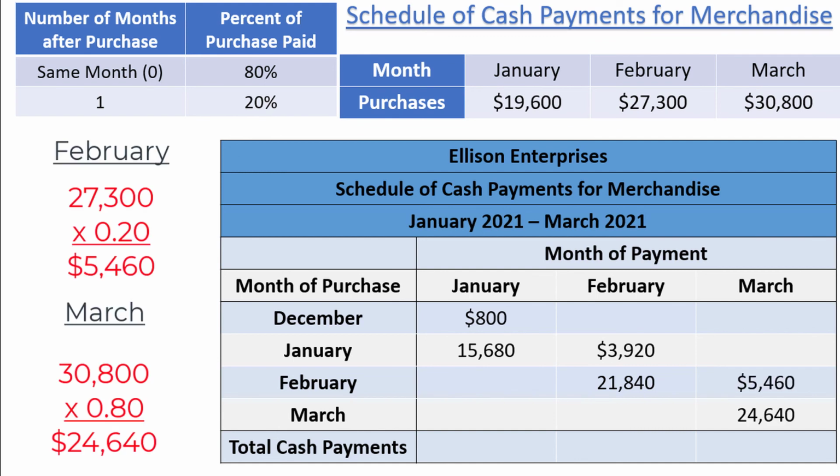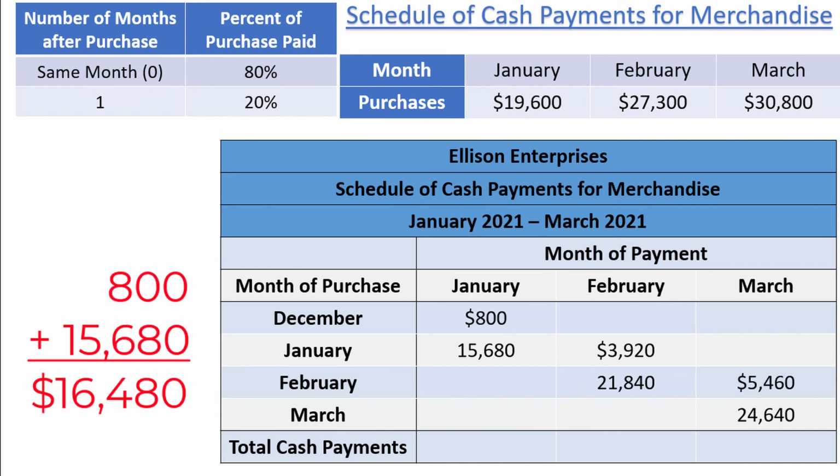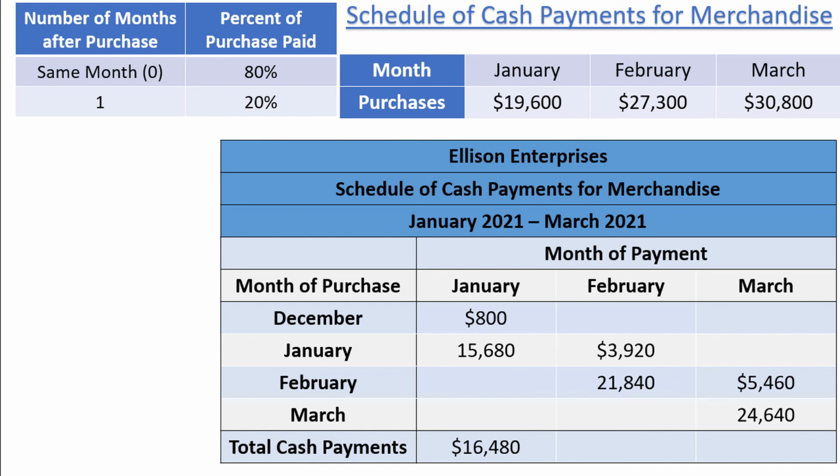Okay, the March payments and calculations are showing on the screen now. We have $5,460 paid from the February purchase and $24,640 from the March purchase. Adding up the total for January, we get $800 plus $15,680 equals $16,480 for January. And adding up the other 2-month payments in a similar way gives us $25,760 for February and $30,100 for March.